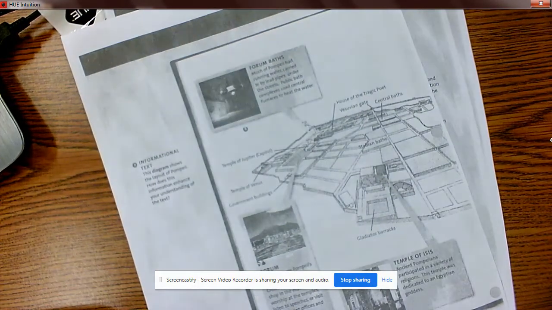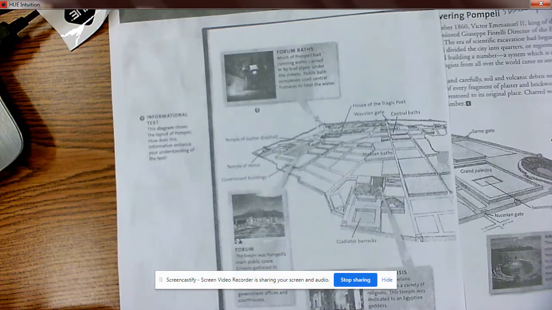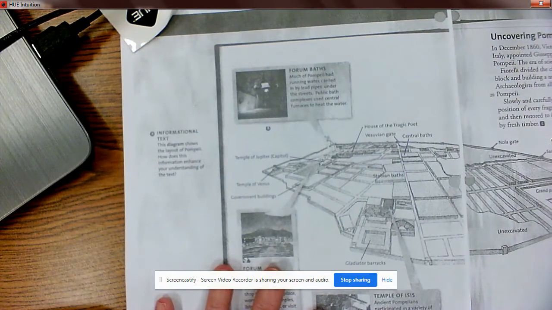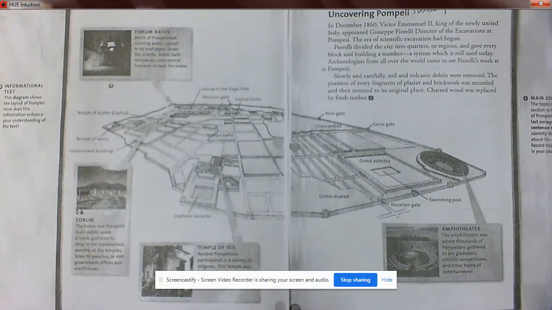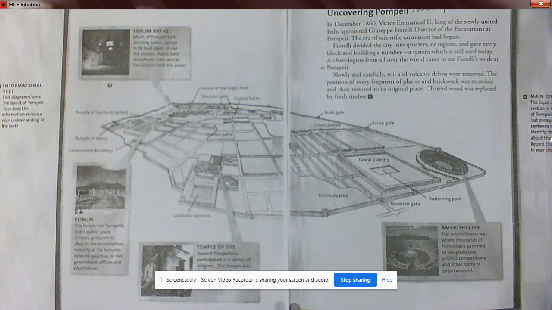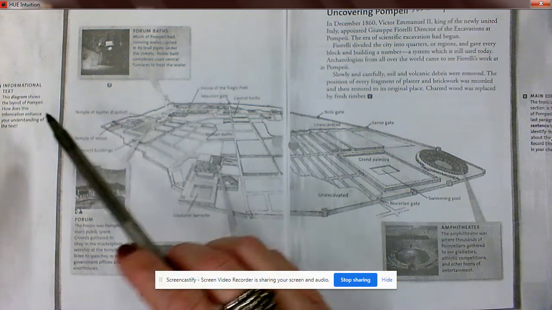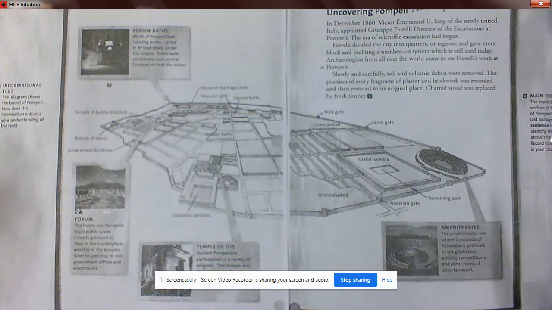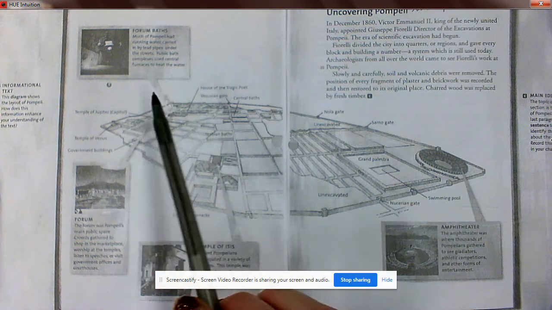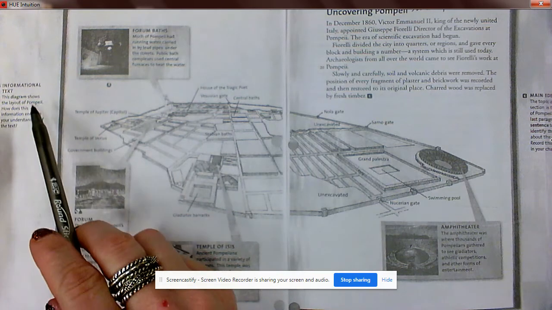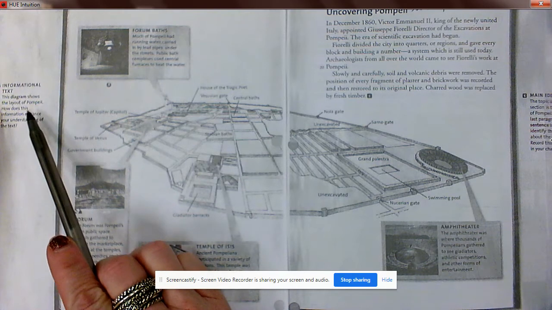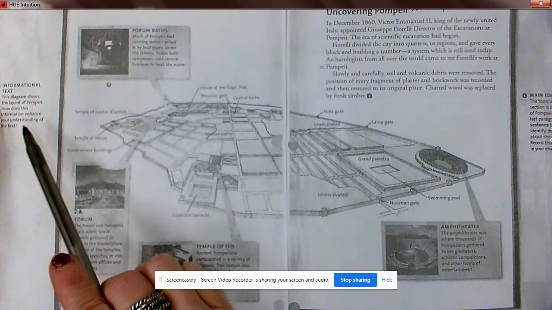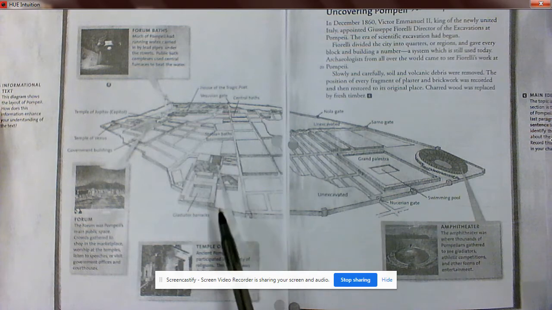So the next couple of pages is a picture or a diagram of the layout of the city of Pompeii. Remember, when you read nonfiction, don't skip over this stuff. Remember, we talk about captions, things that are under the pictures. Well, there are some captions here, and we want to make sure that we read those. And over here it says informational text. This diagram shows the layout of Pompeii. How does this information enhance your understanding of the text? So I'm going to look at it real quick.